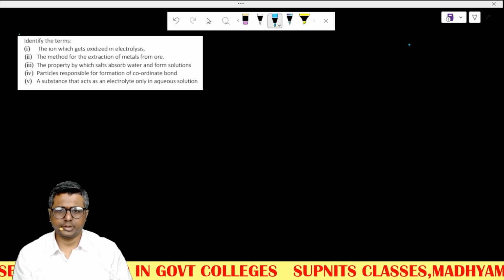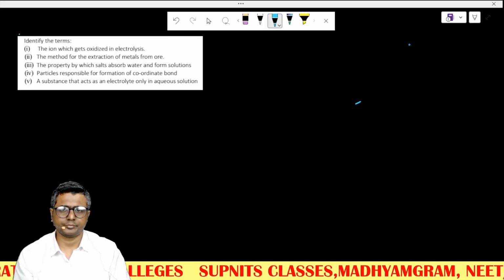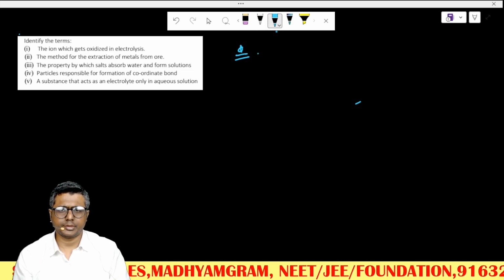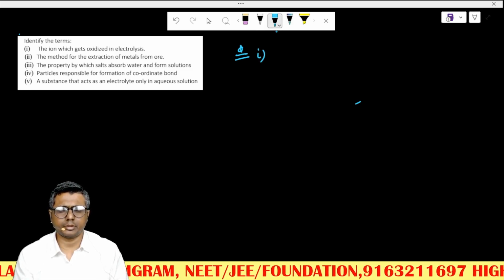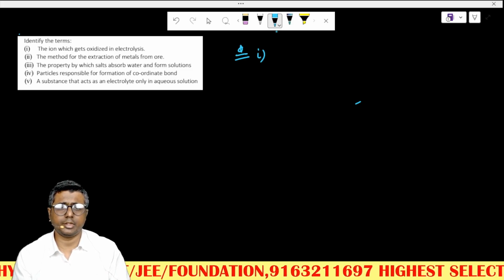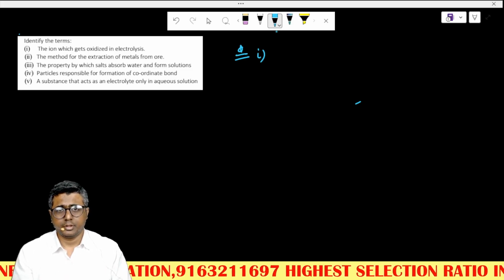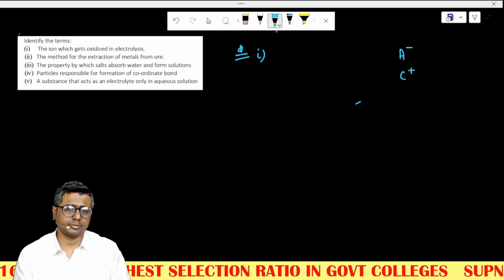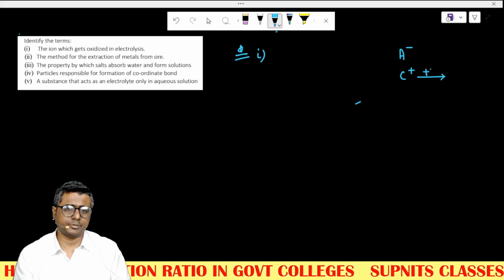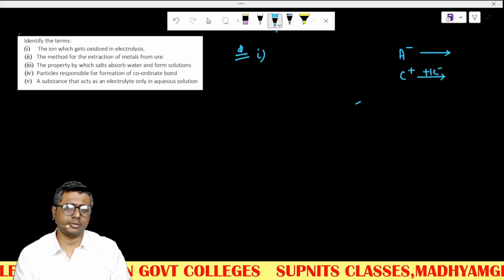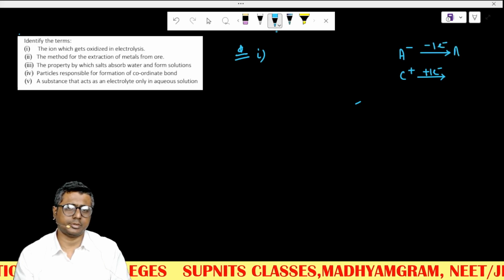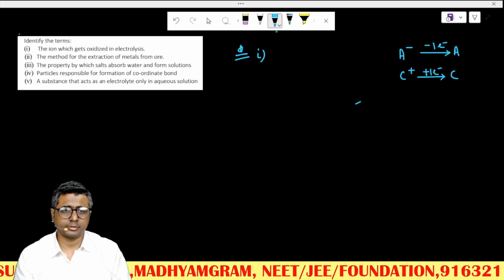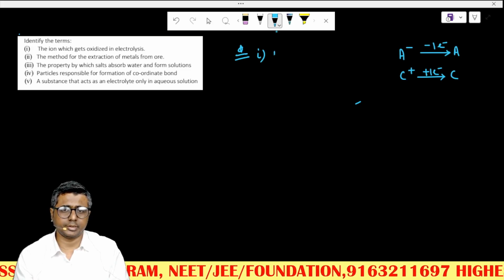This is our next question, the D part. These are straight-cut questions. Ion which gets oxidized during electrolysis. See, there are 2 ions which participate in electrolysis, one is the anion, another is the cation. The cation gains electrons in electrolysis and the anion loses electrons in electrolysis. The one which loses electrons gets oxidized. So the anion gets oxidized. Here the answer will be anion.